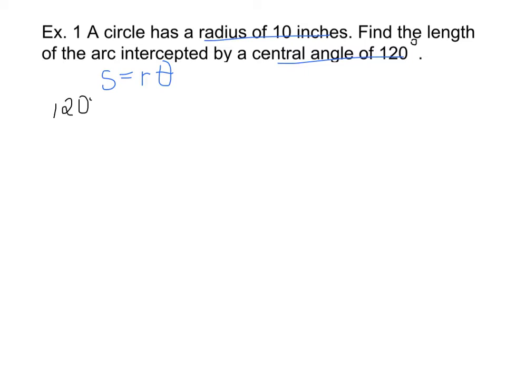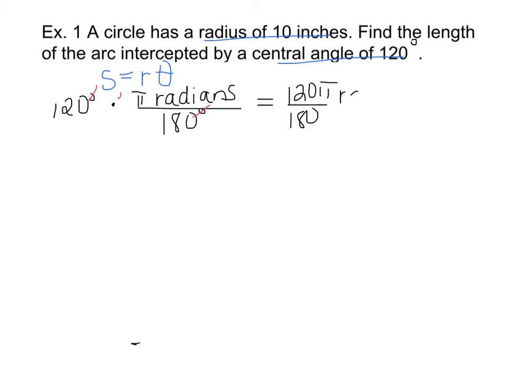And if you remember how to do that, we just multiply 120 by our conversion factor. And the degrees will cancel. And we get 120 pi over 180 radians, which is 2 pi over 3 radians. Now we can use the formula.